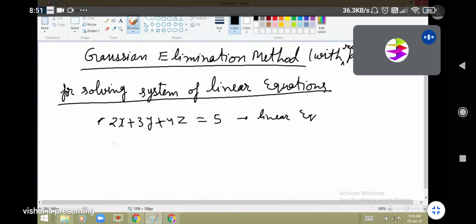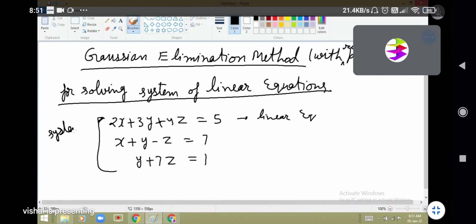This is one equation, and you can take x plus y minus z is equal to 7, and if we have more than one equation, like y plus 7z is equal to 1, then this is called a system of linear equations. Okay, this is the system of linear equations.